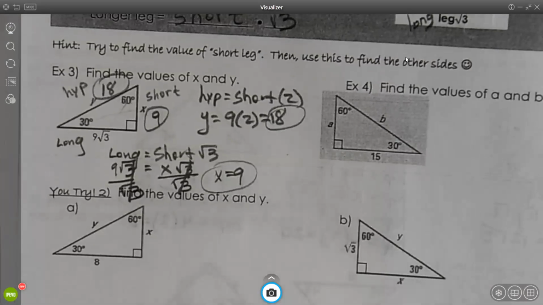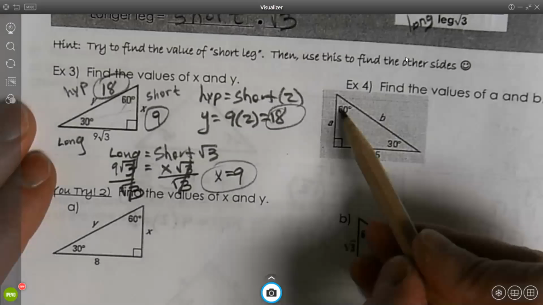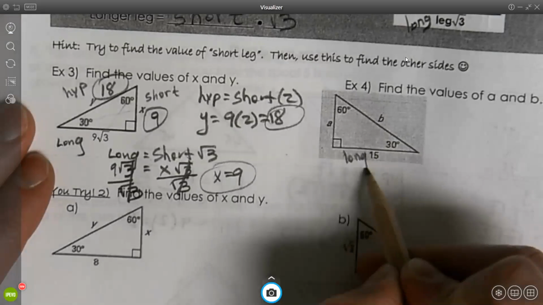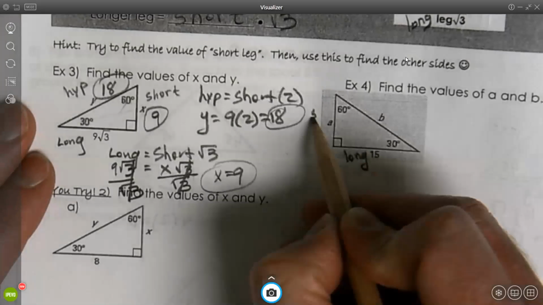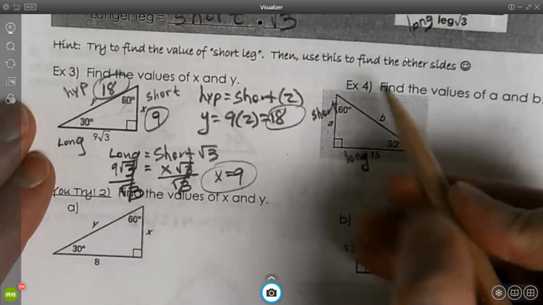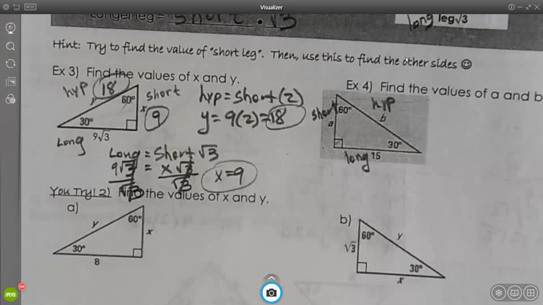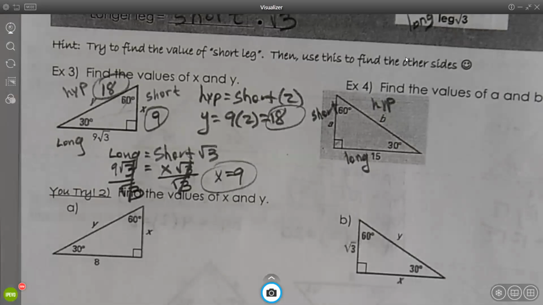This one here is probably as tough as it can get. So if you understand this one, then you understand them all. Across from the larger angle is going to be the long leg. Across from the 30 is going to be the short leg. And across from the 90 is going to be the hypotenuse. So you should identify what side you're being given.